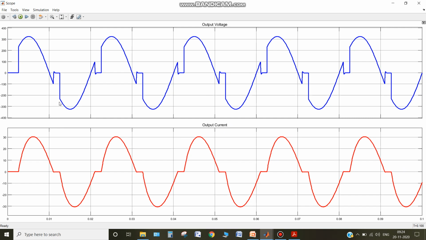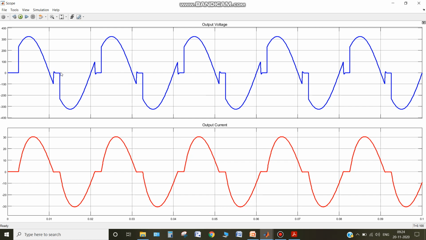Now you can see the output current is not 0 at pi. Pi corresponds to 0.01 second, and the current is not 0 at that value; rather, it is 0 at this later point in time. This is the beta angle. The output voltage is triggered at alpha and continues past pi. Since the current is not 0, the thyristor continues to conduct, so the negative portion of the input voltage appears in the output. As soon as the current becomes 0 at beta, the output voltage also becomes 0, and it remains 0 from beta to pi plus alpha.